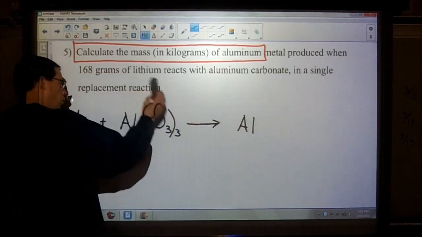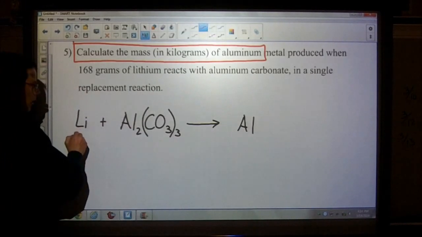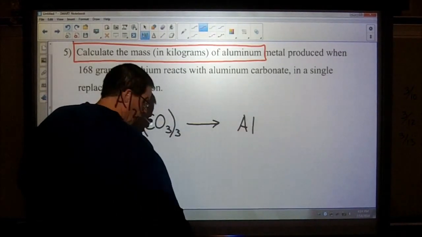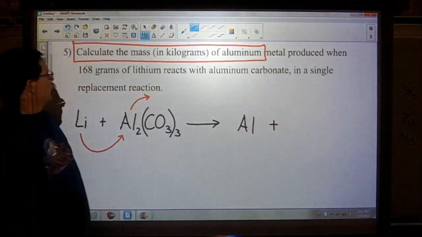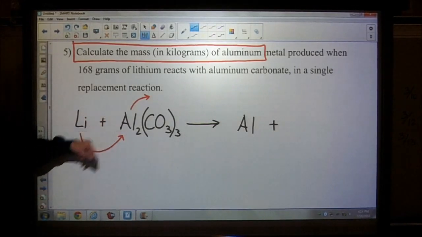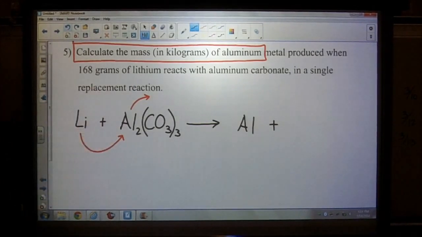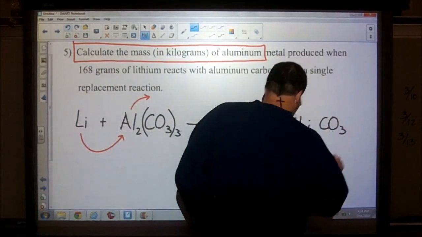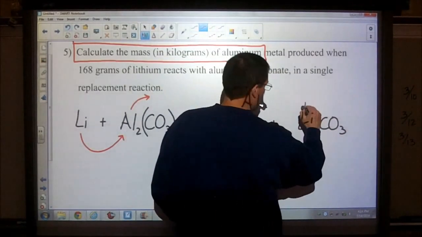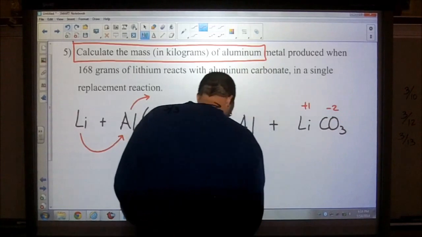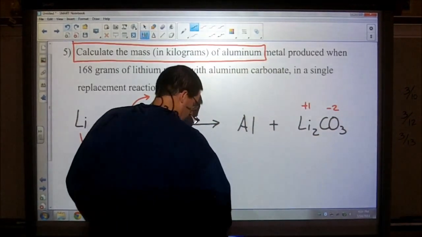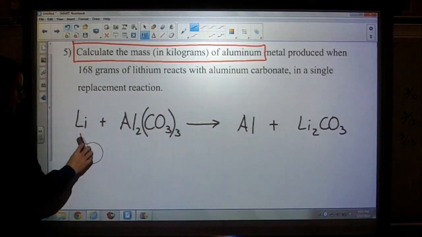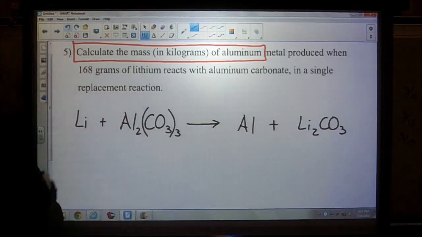Okay. Now again, what is happening? Well, the lithium is coming in and it's kicking the aluminum out. That's why we have the aluminum standing all by itself over here. And hopefully I didn't give it to you, but if we're going to have lithium kick the aluminum out, what other product is formed? That's right, we're going to have lithium carbonate. And so again, looking at the charges, lithium has a +1 charge, carbonate -2, so that means we need 2 lithiums. Okay. All right, so there is our equation, not balanced, but let's write down what we know.